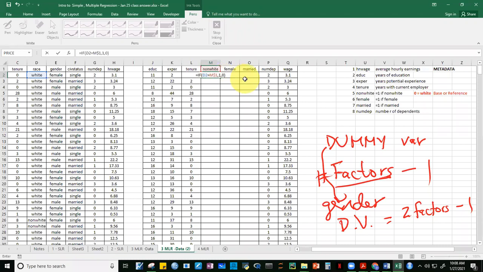Kasi pag rinag ko dito to, pupunta naman dito kay female yan, tapos pupunta dito kay single. Okay, sige. So, check ba? White. Kung non-white 1, white siya, kaya 0 siya. I copy this to the right. Female 1, tama. Single, married, 0 siya. So we can now just, there.